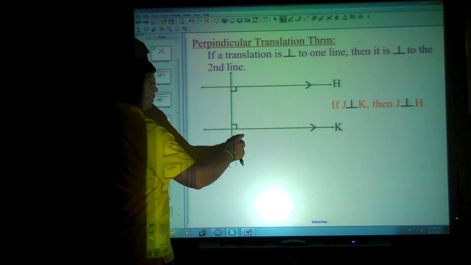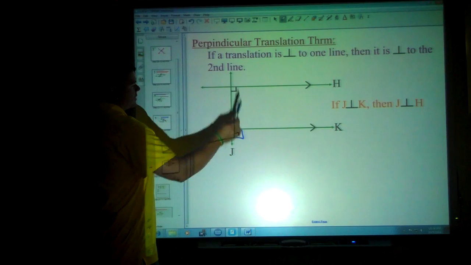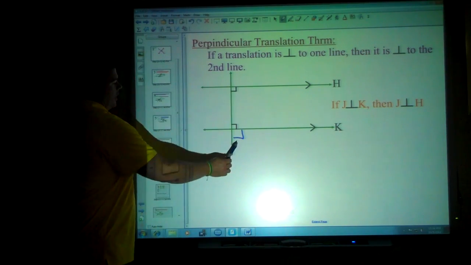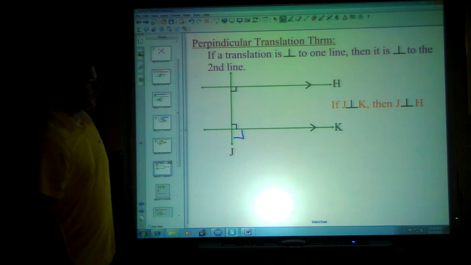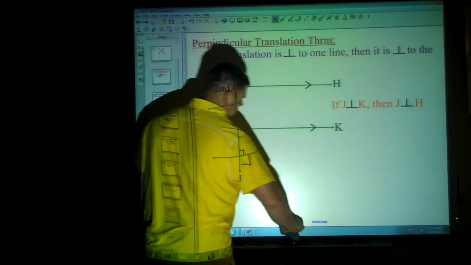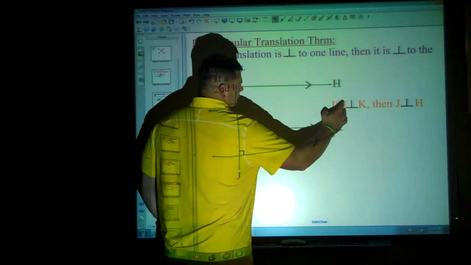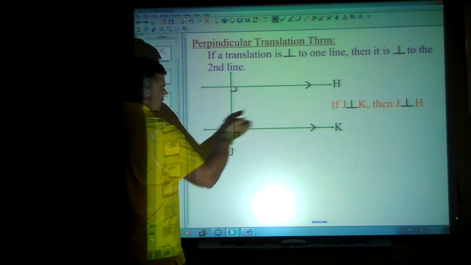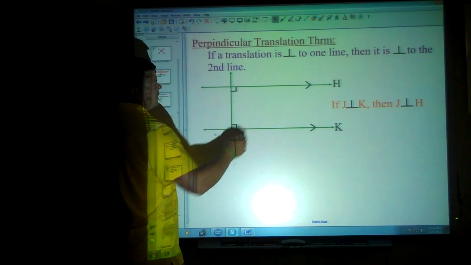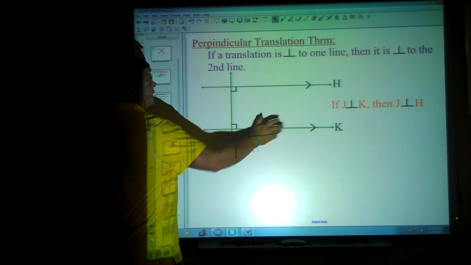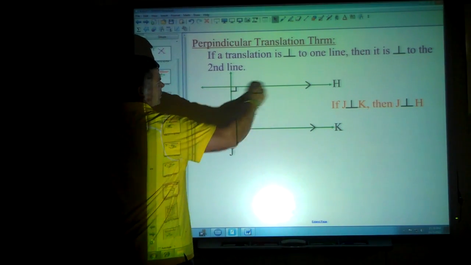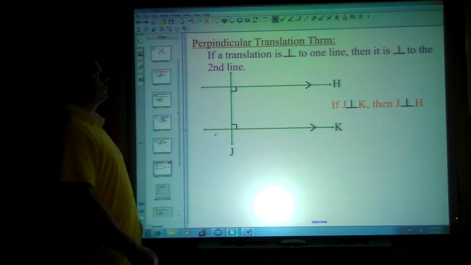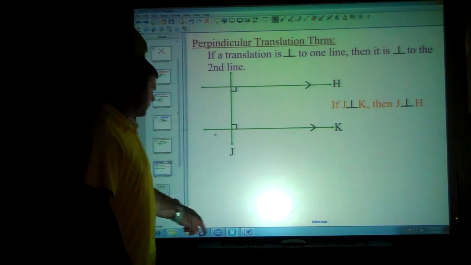This corner right here corresponds to that corner right there. They're going to be exactly the same. So if it's 90 degrees there, it's got to be 90 degrees there. So here's our if-then statement. In more symbols, we have if j is perpendicular to k, and these two are parallel, then j is going to be perpendicular to h. That's the perpendicular transversal theorem.